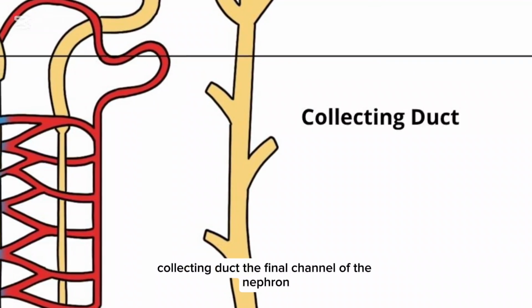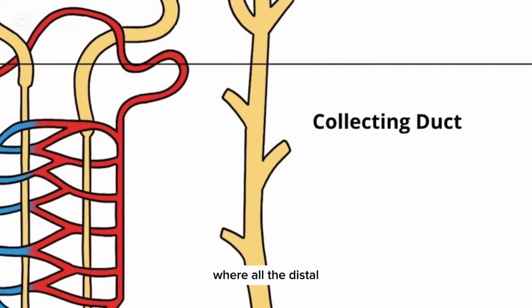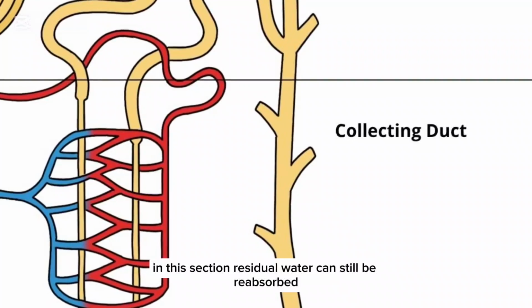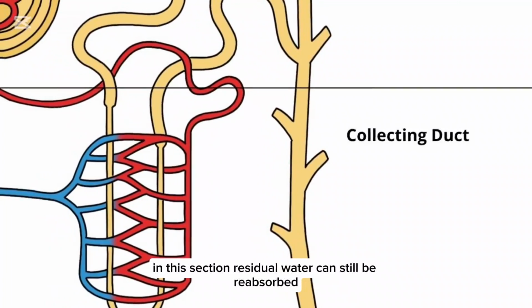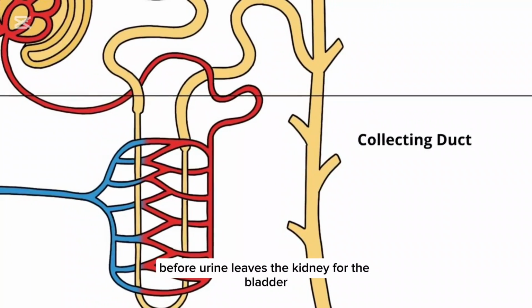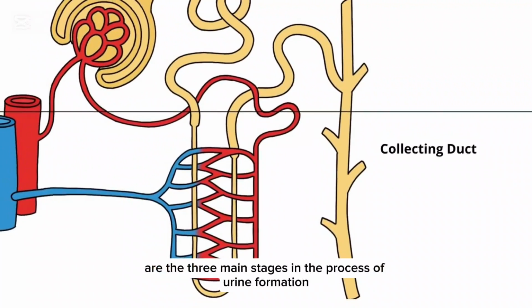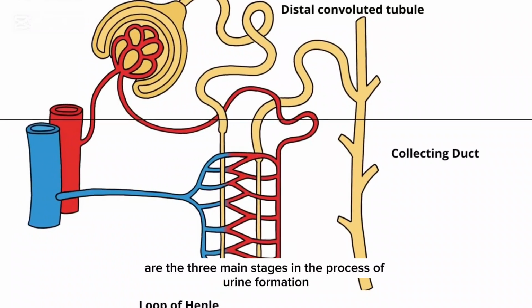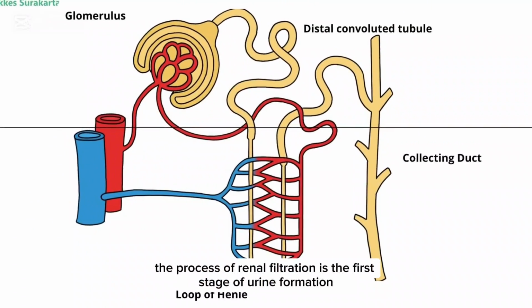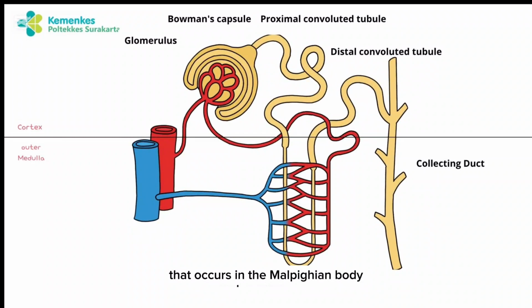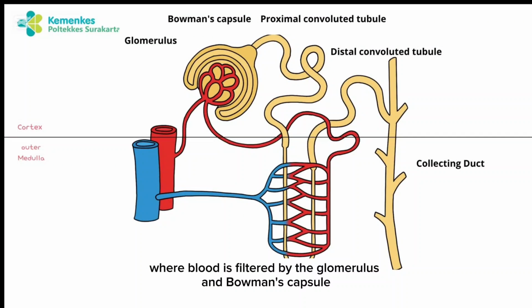Collecting duct, the final channel of the nephron, where all the distal convoluted tubules from various nephrons converge. In this section, residual water can still be reabsorbed before urine leaves the kidney for the bladder. Filtration, reabsorption, and augmentation are the three main stages in the process of urine formation. The process of renal filtration is the first stage of urine formation that occurs in the Malpighian body, where blood is filtered by the glomerulus and Bowman's capsule to separate metabolic waste products and excess fluid from the blood.